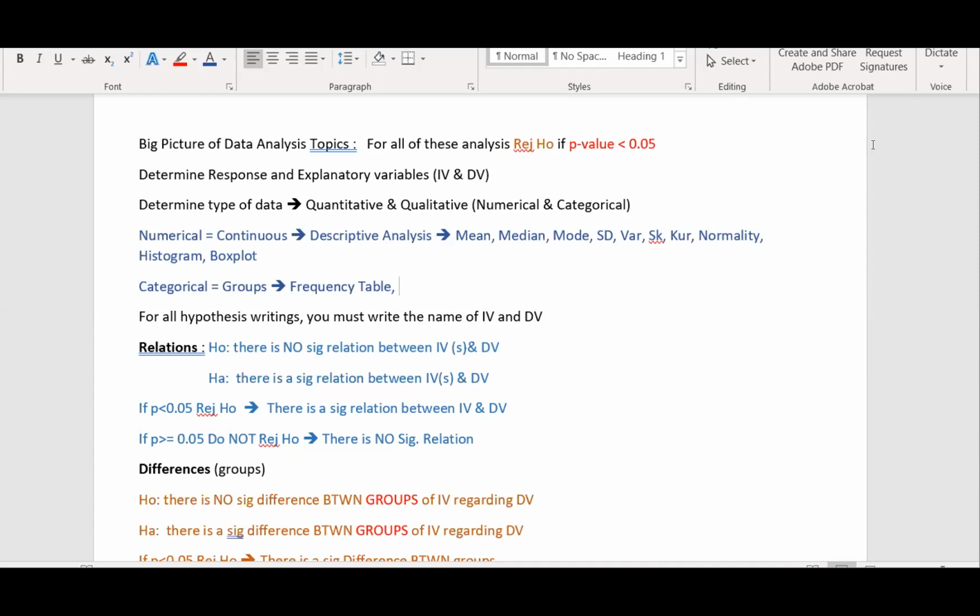Perfect, Pareto chart, yes. What else do we have? We have pie chart. Someone said mosaic plot. So mosaic plot is for relation.